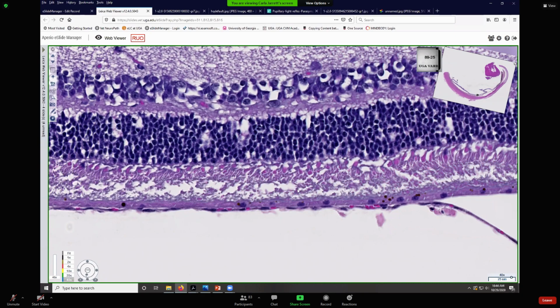The next layer is the photoreceptor layer, and that belongs to the rods and cones. It's the outer portion of the rods and cones.